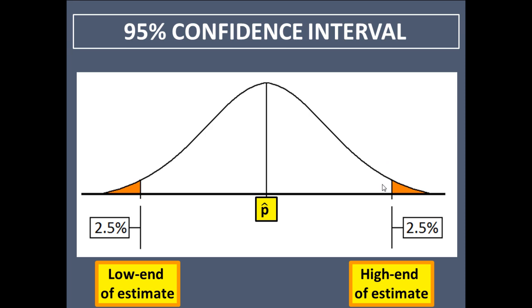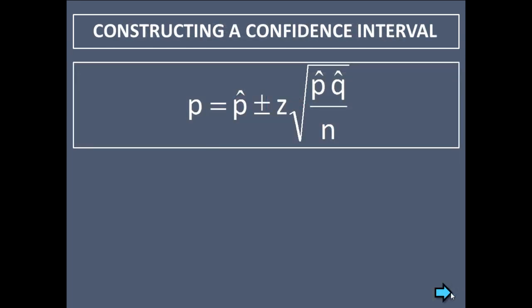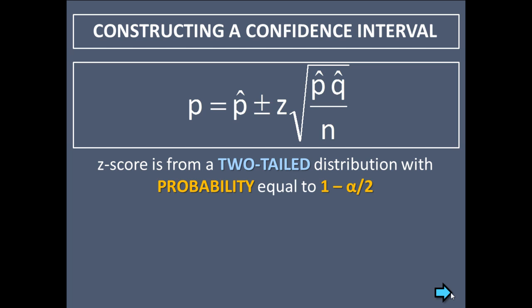So if we think, what percent of our data is actually contained below this cutoff point? Well, it's the entire 95% of our confidence interval, plus that extra 2.5% in the low-end tail. So we would actually be looking up a probability of 97.5%. So again, the probability associated with this will always be from a two-tailed test.